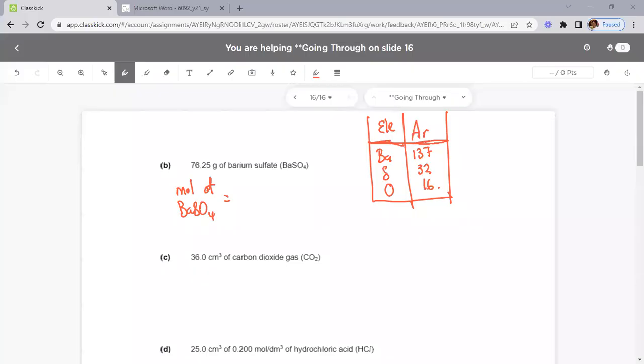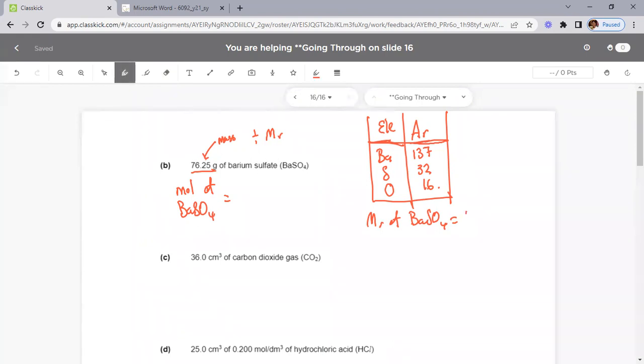Okay, let's go. So this is actually mass. To convert mass to mole, I know that I'll need to divide by the Mr. So barium sulfate, BaSO4. So the first thing I need to do is find the Mr of BaSO4. So what I did here, I pulled out the details that you need. So this will actually be one.